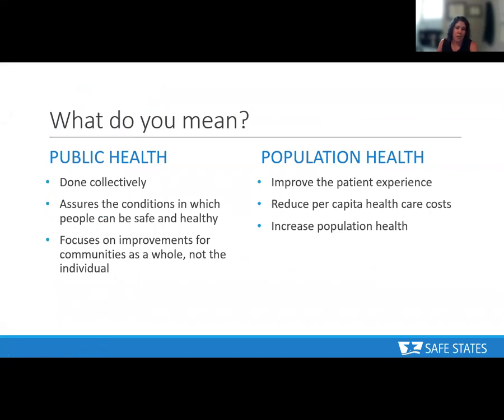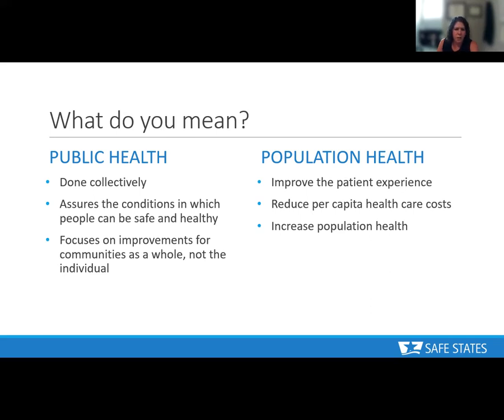Perhaps the best definition for public health is that it's what we do collectively as a community or society that assures the conditions in which people can be safe and healthy. Public health is not what we do to or for people, but rather what we do with people. When we talk about public health, we're also talking about ways that we can improve health and well-being for people across the community, not just one individual at a time.